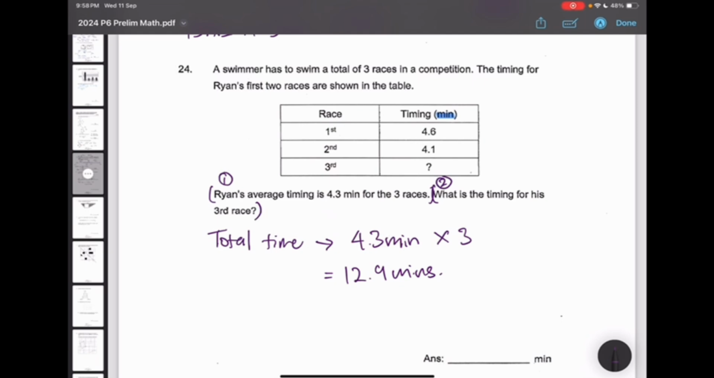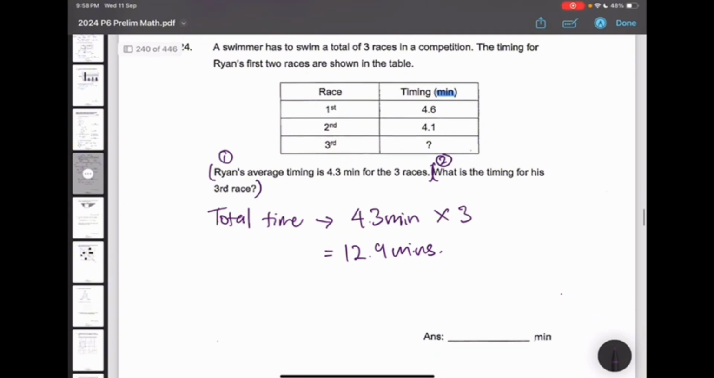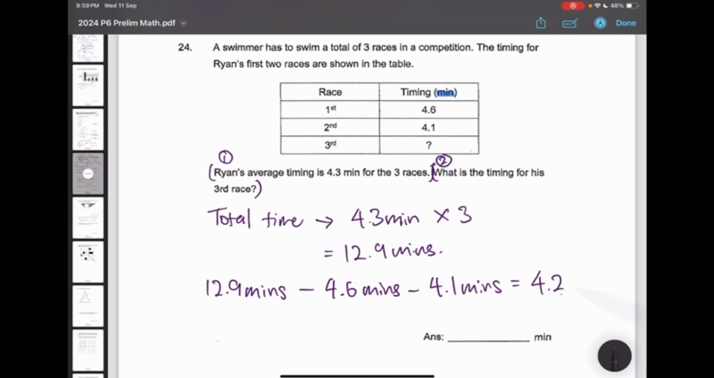Okay, so now we have his first race and his second race. What I can do is just subtract number 1 and number 2 from the total to get number 3. So I am going to take 12.9 minutes minus 4.6 minutes and minus 4.1 minutes. Okay, and that would give me a total of 4.2 minutes. And that is my answer for question number 24.